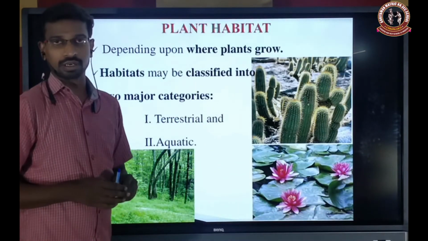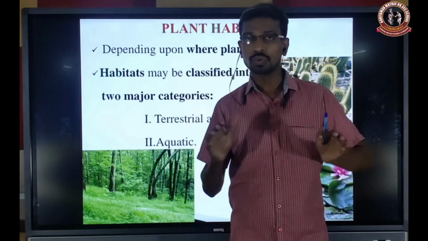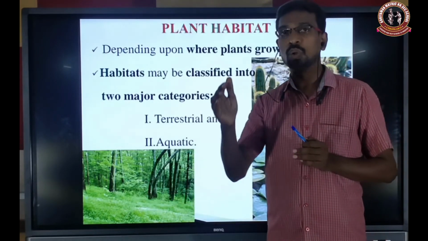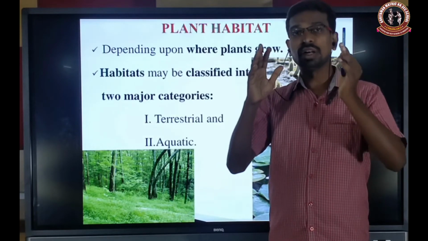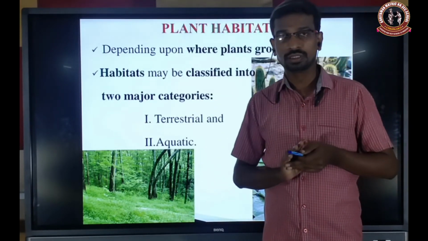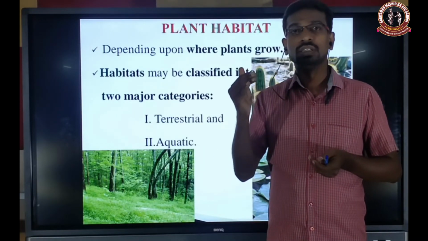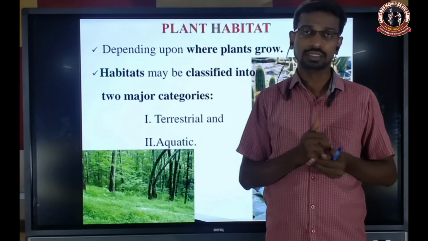Next, habit. Habit means how they grow. Whether they grow as a small plant, or they grow on other supporting plants, or they grow with a basal appearance, or they grow like a very tall plant. Based on that, they are classified like this: herb, shrub, climbers, and trees.